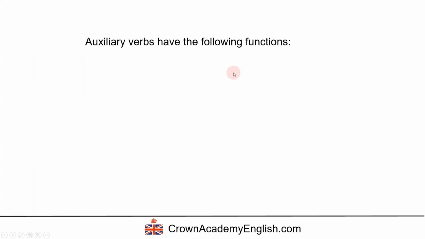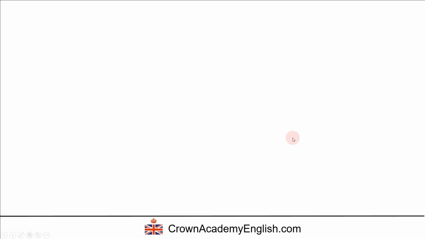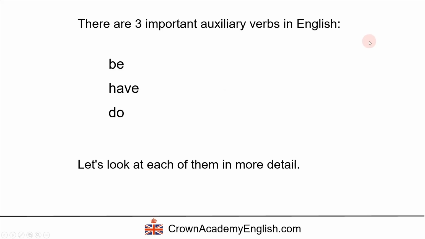Auxiliary verbs have the following functions. They help form tenses with a main verb. They help form negatives and questions. And they give emphasis to a sentence. And we're going to look at all of these functions in this lesson. There are three important auxiliary verbs in English: be, have, and do. Let's look at each of them in more detail.